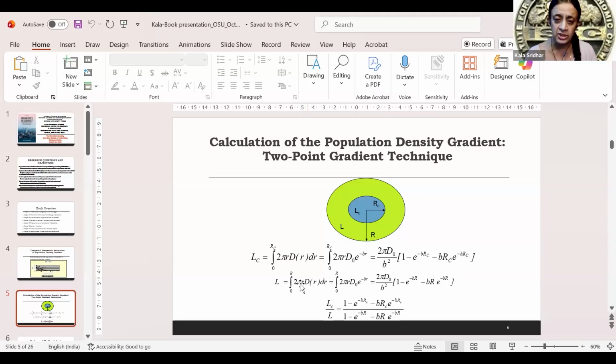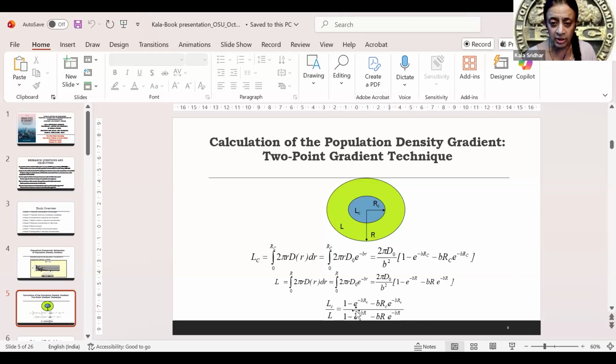And we use this to integrate over the same 2 pi r, and we use the density function. So what we get here, Mills showed, was the ratio of LC to L, the ratio of population of the central city to the population of the metropolitan area, which is a function of all known variables except our B, the population density gradient, which would otherwise have to be estimated using the regression procedure I showed you in the previous slide. So this is a single equation, single unknown, which can be easily solved for the density gradient.